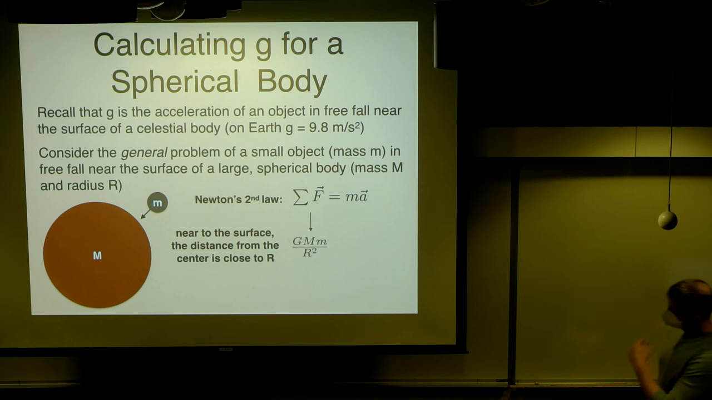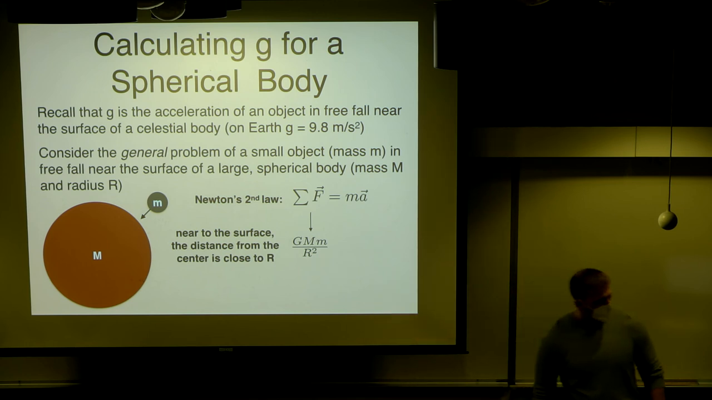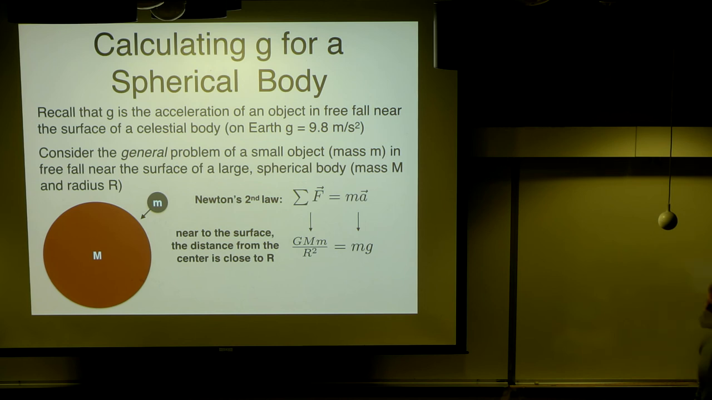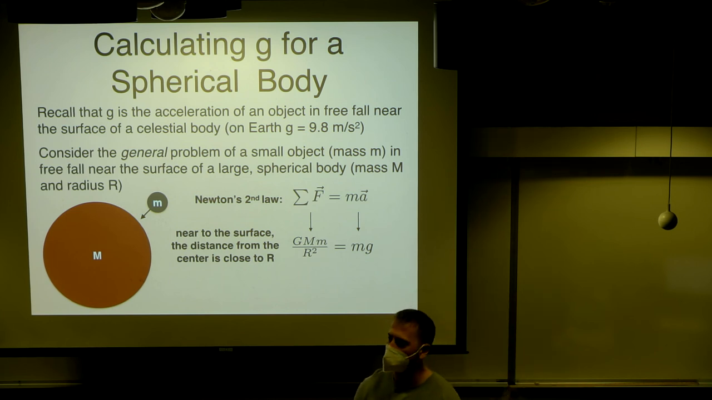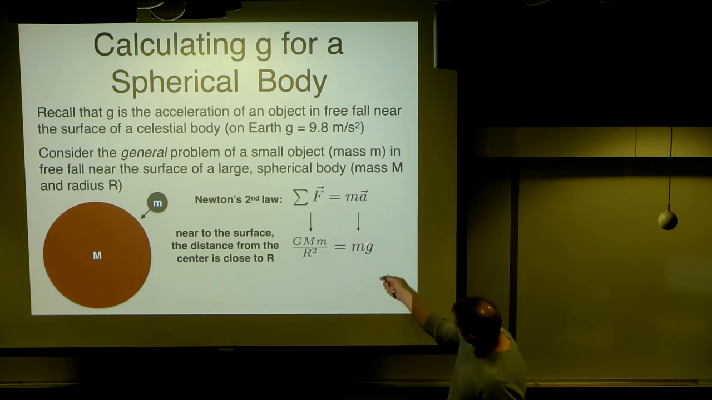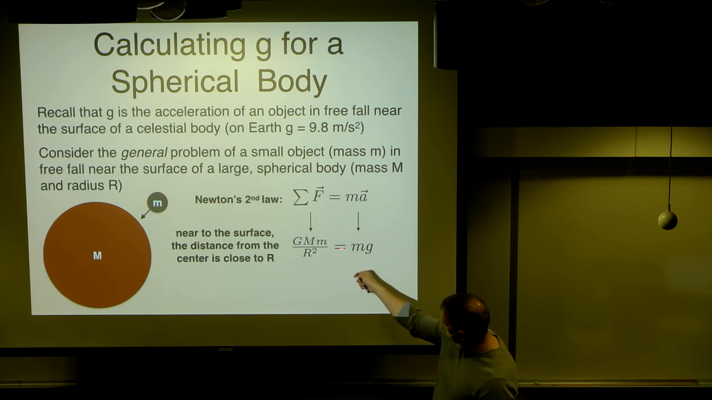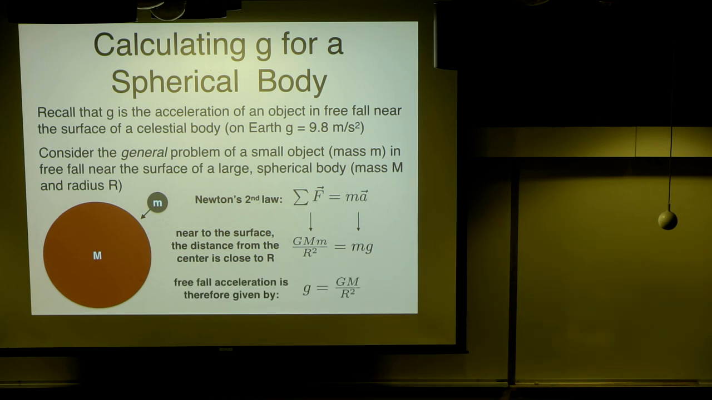So that means for the net force side of the equation, we have big G, big M, little m, divided by big R squared, the radius of this body squared. On the other side of the equation, I'm going to write mg, because remember, g is just a special type of acceleration. It's the acceleration that you experience when you're in free fall. I'm trying to solve for g, so I can get there quickly by canceling out little m, the mass of my free falling body. What does that give us? Little g equals big G times big M divided by R squared.